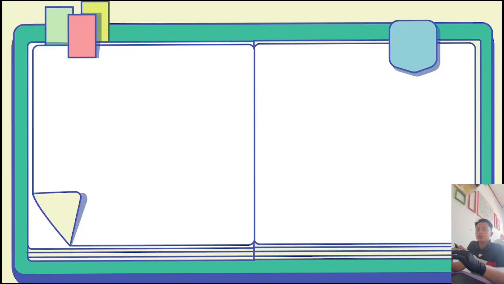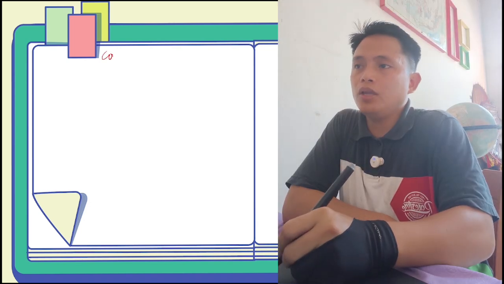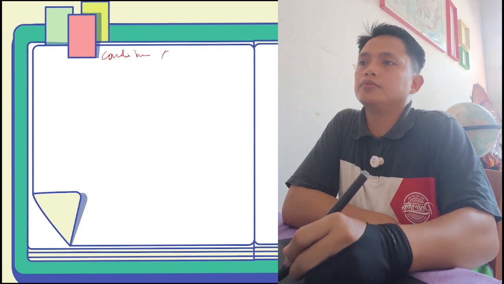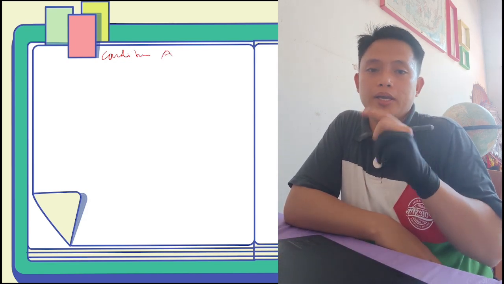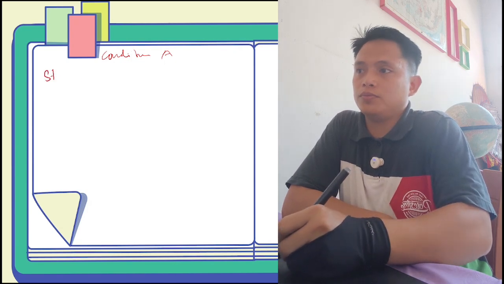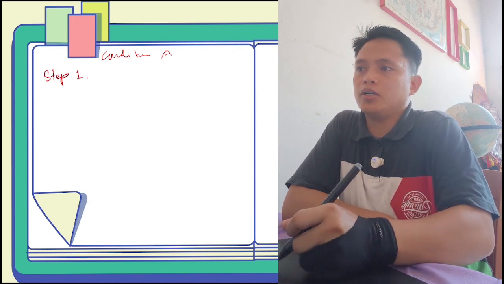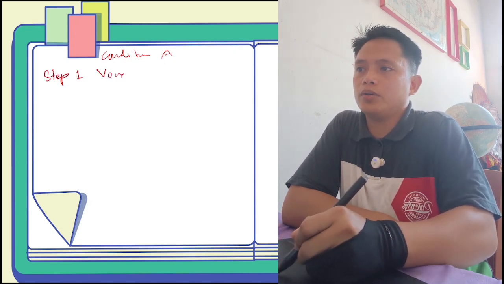Now, in our shopping dilemma, there are two conditions that we need to solve. First, condition one, which is we're going to use two steps. We're going to try to apply the voucher first. So let's do it. Step one will be the voucher first.